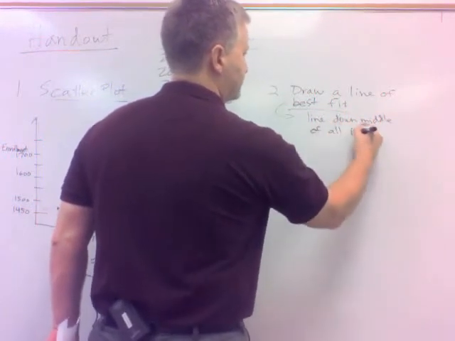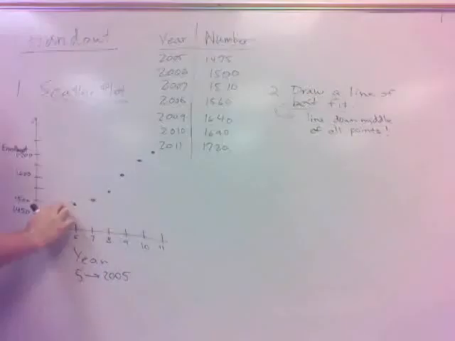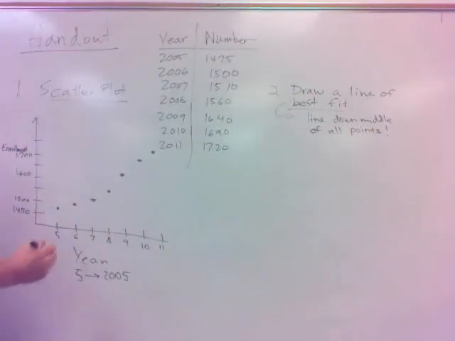With all points, as best you can, a line down the middle of all the points. And whatever 2 points accomplishes, you may choose 2 different ones that work just as well. This is kind of an approximation here.